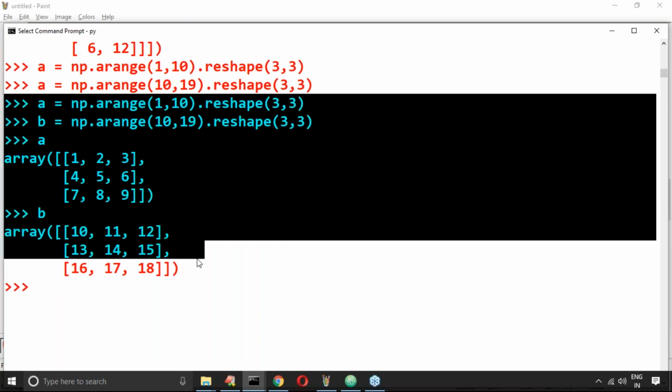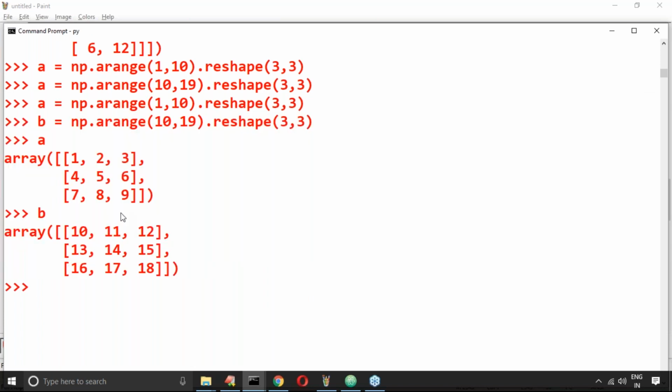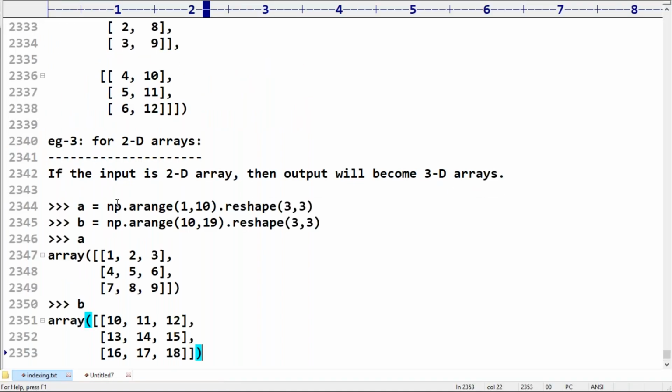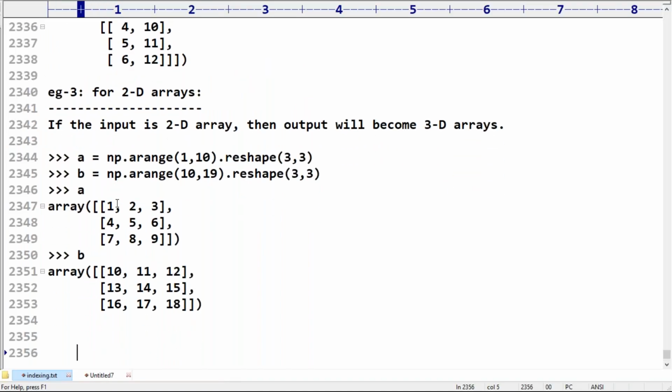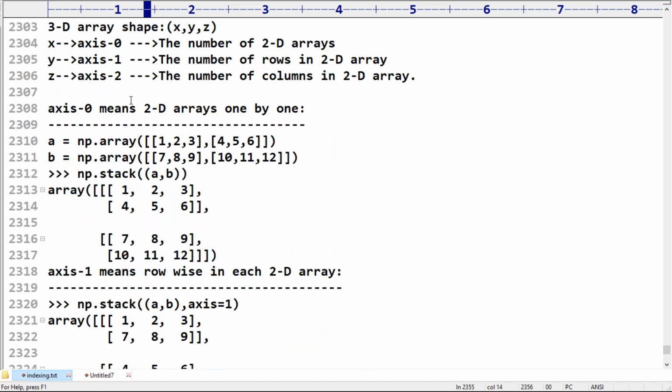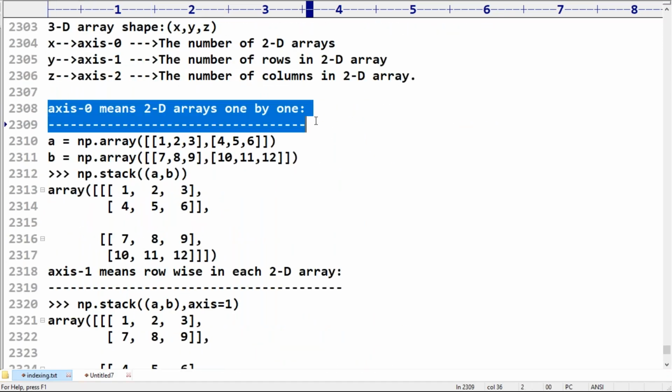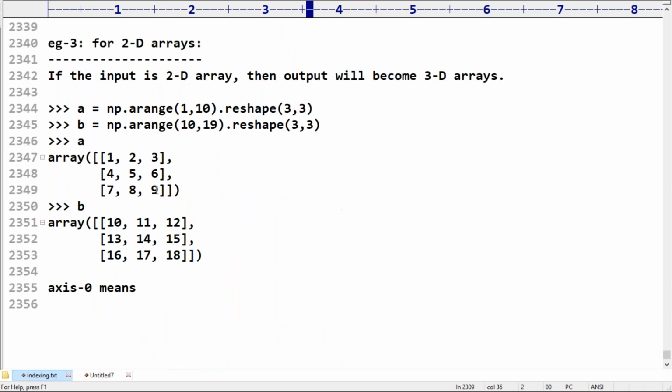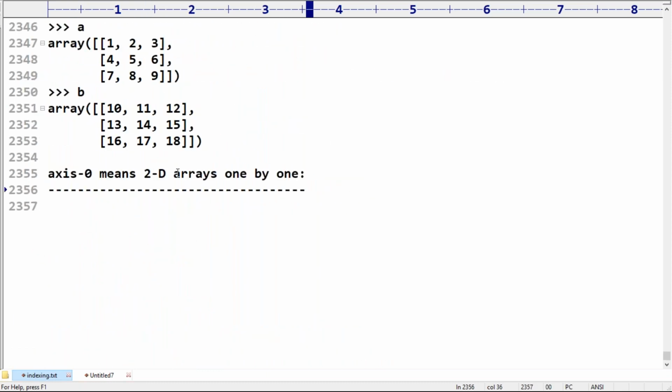Now you can ask, sir, this example we can tell very easily. Axis 0: axis 0 means 2D arrays 1 by 1. Axis 0 means 2D arrays 1 by 1.